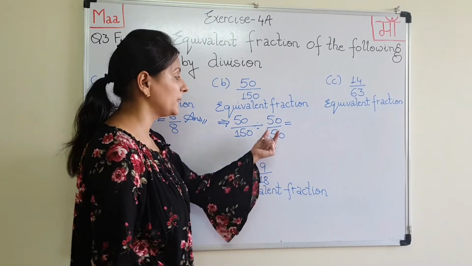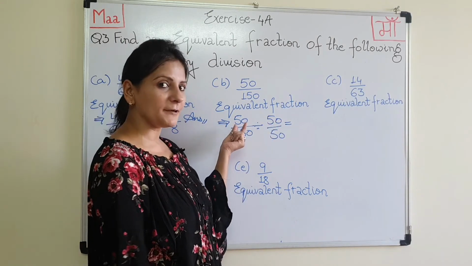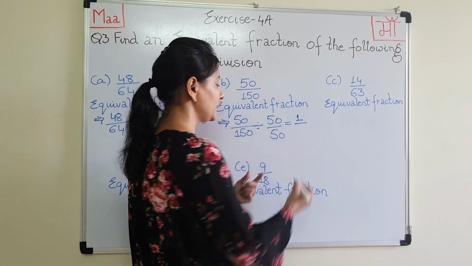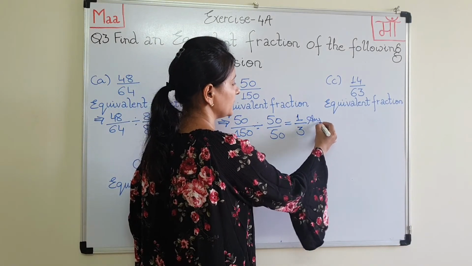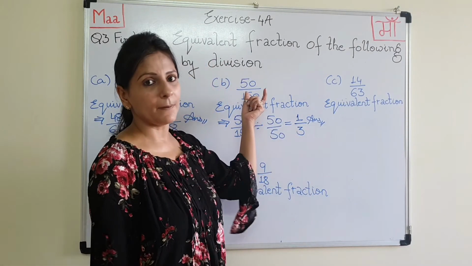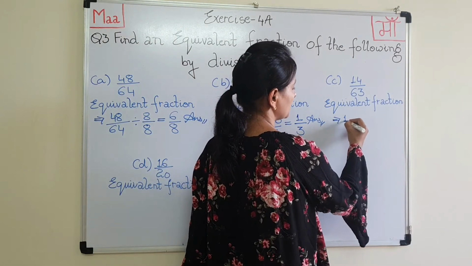यहाँ पर मैं इन दोनों नंबर को 50 की टेबल से डिवाइड कर रही हूँ. So in the table of 50, 50 comes 1 time, and in the table of 50, 150 comes 3 times. So 1 upon 3 will be the answer of B part. Okay. C, 14 upon 63.